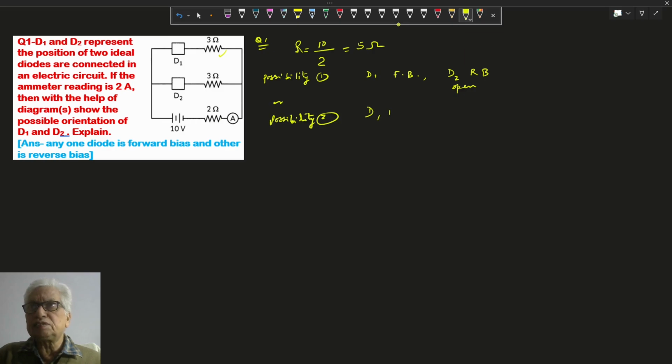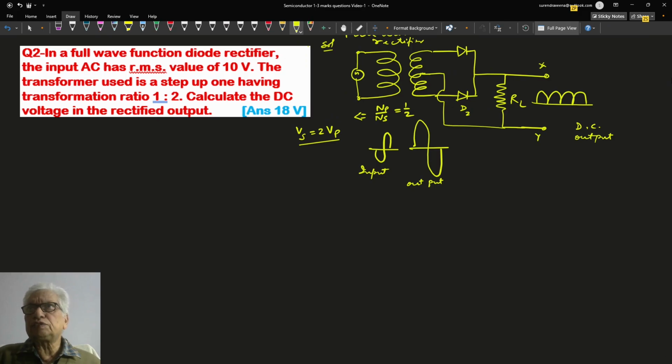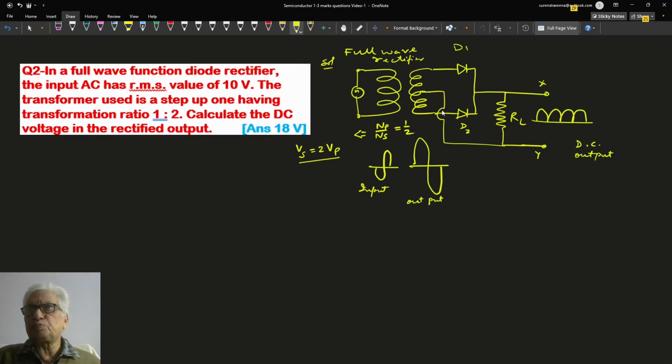Or possibility 2: here D1 is reverse bias and D2 is forward bias. Even then resistance, in both the cases, is 5 ohms. So either possibility 1 or possibility 2. It means at a time any one diode out of D1, D2 is forward, the other is reverse bias, and vice versa. In this question, full wave rectification, input output transformer, number of turns in the secondary is twice that of primary. So voltage secondary must be double than primary.